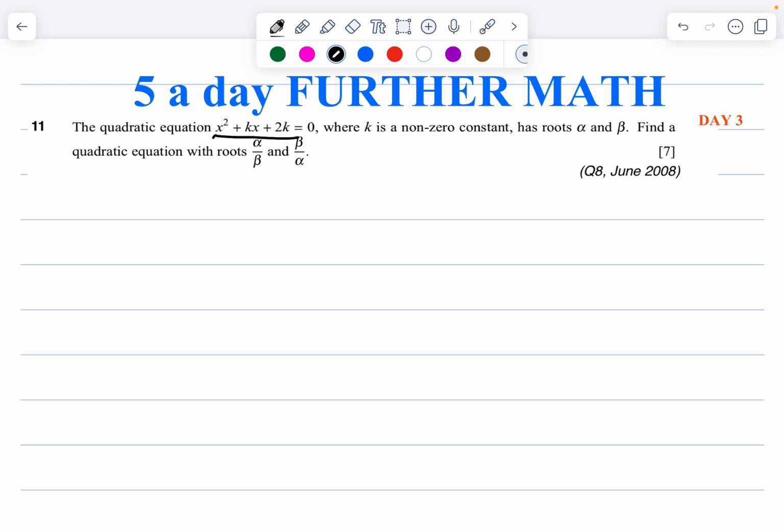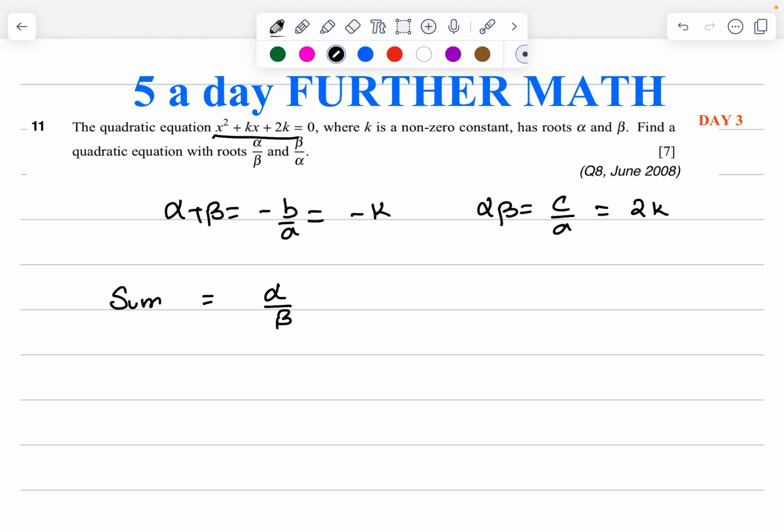The quadratic equation x square plus kx plus 2k. So sum of the roots is going to be nothing but what? Minus b upon a, which is going to be negative k. Product of the roots is going to be c upon a, which is 2k. Find an equation whose roots are alpha upon beta and beta upon alpha.